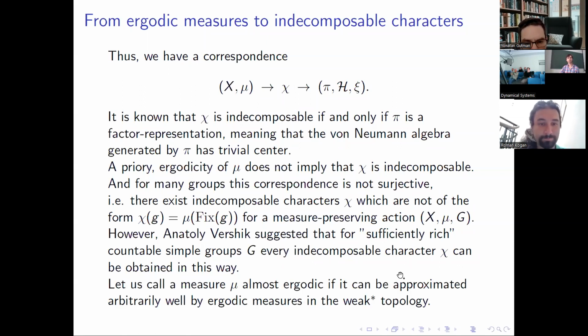And in my talk, I will explain that this is true for the full, for approximately finite full groups in some sense. And just for convenience, we call a measure mu almost ergodic if it can be approximated arbitrarily well by ergodic measures in the weak-star topology. In this correspondence, we will allow mu also to be an almost ergodic measure, not necessarily ergodic.